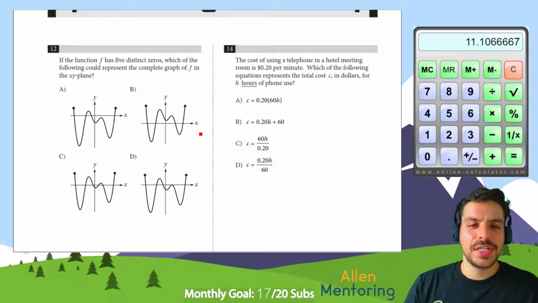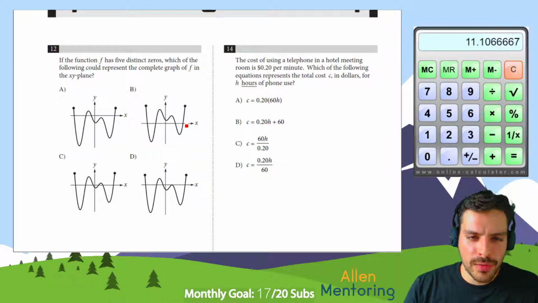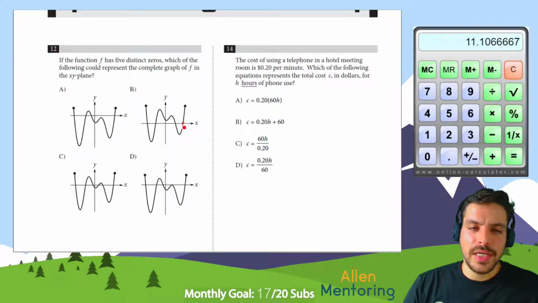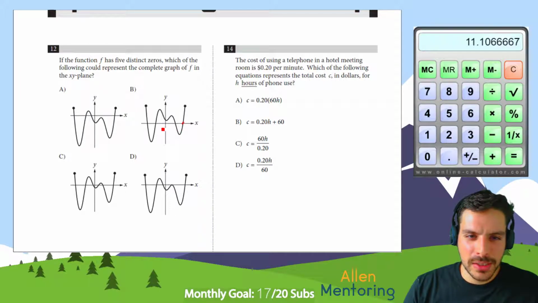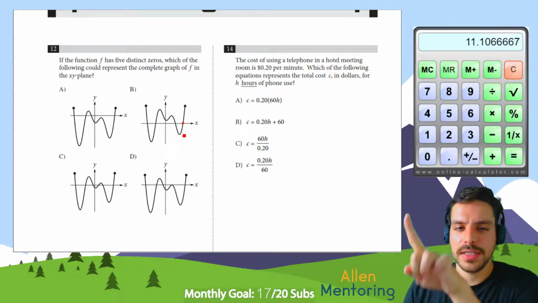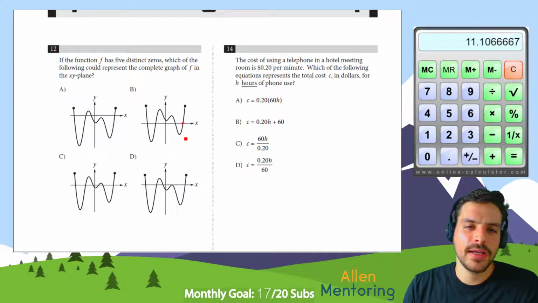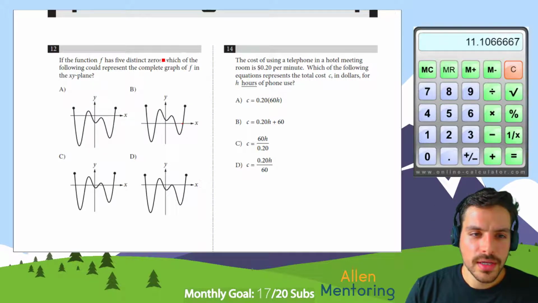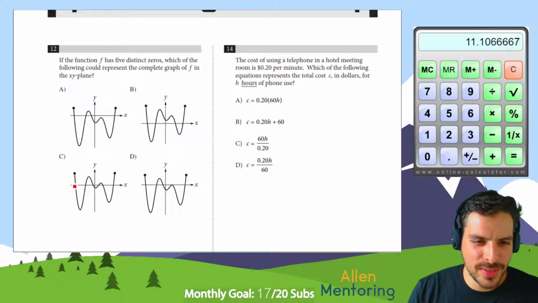All right, and why is it called a zero? Because at this point right here, the y value is equal to 0. So it's essentially the point on the graph where y is equal to 0, aka where it goes through the x-axis. So you can think about it either way. So which of the following has 5 places where it goes through the x-axis?